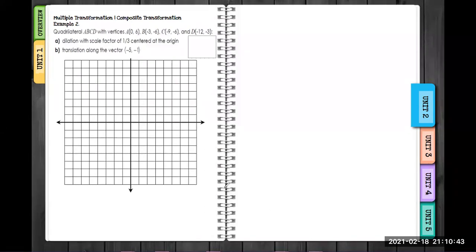I'll use, what color is this? Yellow. Let me use purple. I use purple for this. So A, B, C, D. This is my pre-image. I will be writing A, B, C, D. Okay. A is 0, 6. 1, 2, 3, 4, 5, 6. Y. 1, 2, 3, 4, 5, 6. Okay, next, negative 3, negative 6. B, 1, 2, 3, 4, 5. 3. 1, 2, 3, 6. 1, 2, 3, 4, 5, 6.